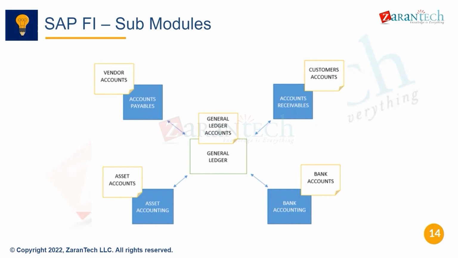Asset accounting. Companies acquire several assets to run their businesses, like machinery, equipment, land and buildings, furniture, computers. Companies have to maintain and record the depreciations and other transactions, retirements, transfers, and all those activities must be recorded and managed in the asset accounting module.